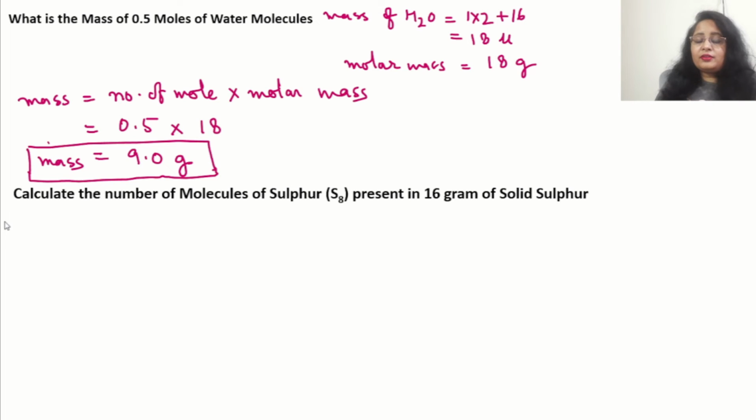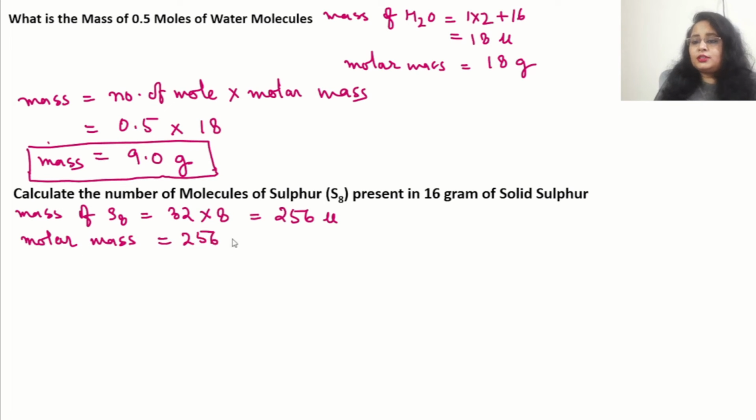So we can say 9 gram of water molecule is equal to 0.5 moles. Next question, which is very interesting. Calculate the number of molecules. Now we are using number of molecules, that is 6.022 into 10 to the power 23. That will be used here. Calculate the number of molecules of sulfur S8 present in 16 gram of solid sulfur. So first of all we will get the molecular mass of S8. Mass of sulfur, one atom is 32 into 8, it will become 256 unit. Then we can say molar mass is again 256 gram.